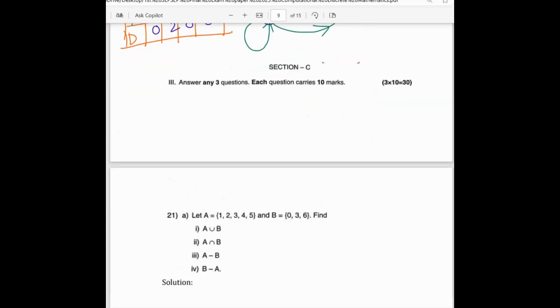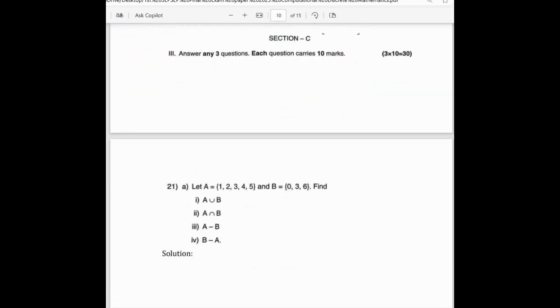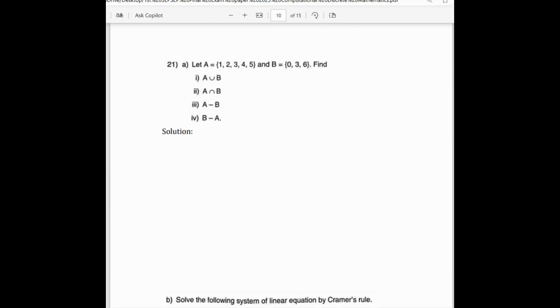Okay. Then moving on to the next one, third main, section C. In section C you have to answer any 3 questions. Each question will be for 10 marks, and there will be a sub question. That means each part will be for 5 marks. So here we have the first one, 21A.